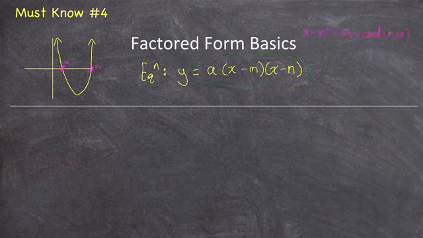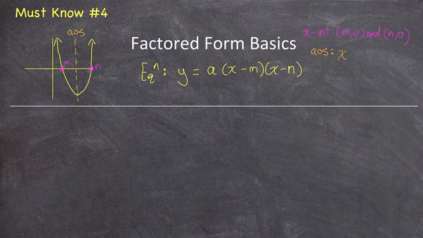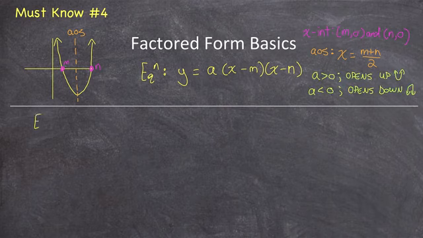And then, because parabolas are symmetrical about the axis of symmetry, I know that if I found the average of m and n, that would give me the axis of symmetry. So the equation of the axis of symmetry would be x equals m plus n divided by 2. And lastly, of course, the a value tells us the direction of opening of the parabola. Let me give you an example of a quadratic that's in factored form.